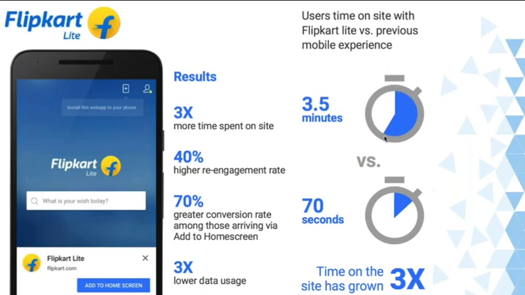It caches a lot of browser user responses, searches, and the results. What they got was almost 3x more time spent on the site. Re-engagement rates were 40% higher. They had 70% greater conversions on the same app by just clicking on the home screen. They can land on the app, and most importantly, they reduced data usage 3x from their actual server.